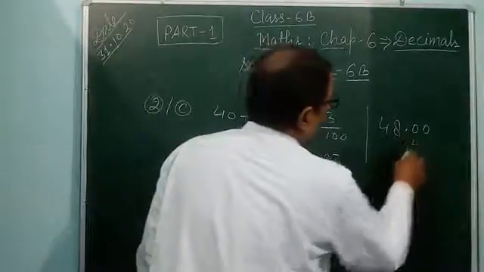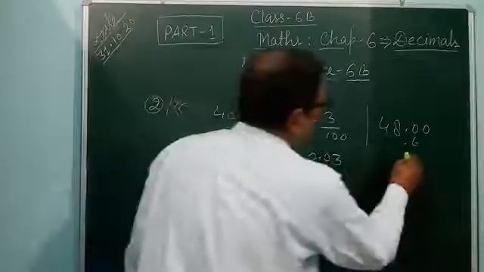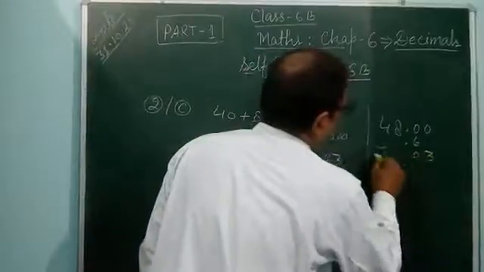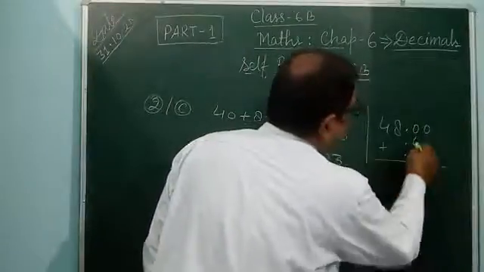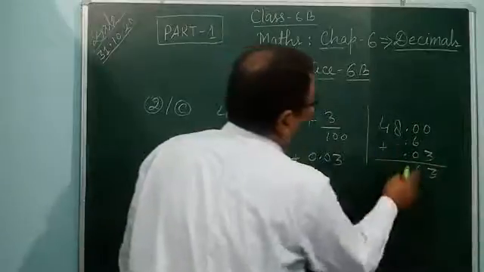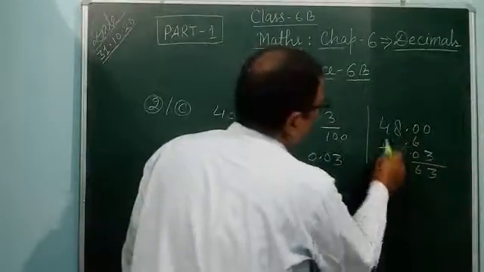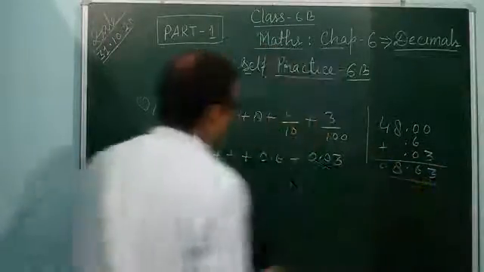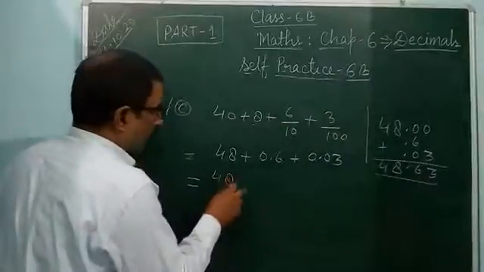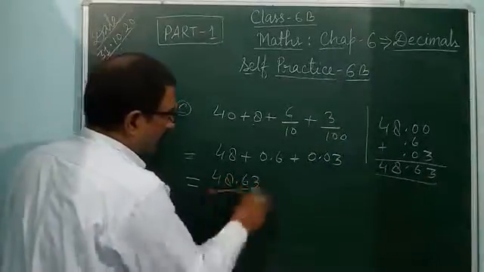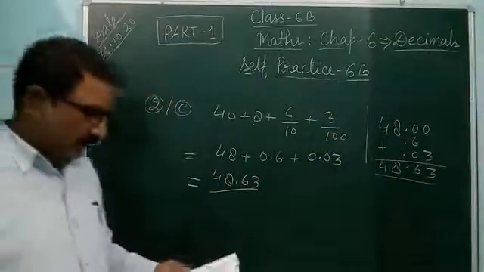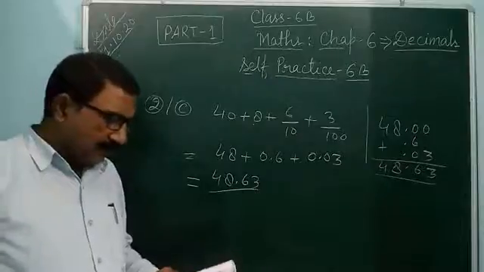So you can add 0.6, 0.03, 0.0 and 3. After that you add 3 here and 6, and the point you can put, and 8 and 4. It means 48.63. You can take the sum. After that you can complete the questions.